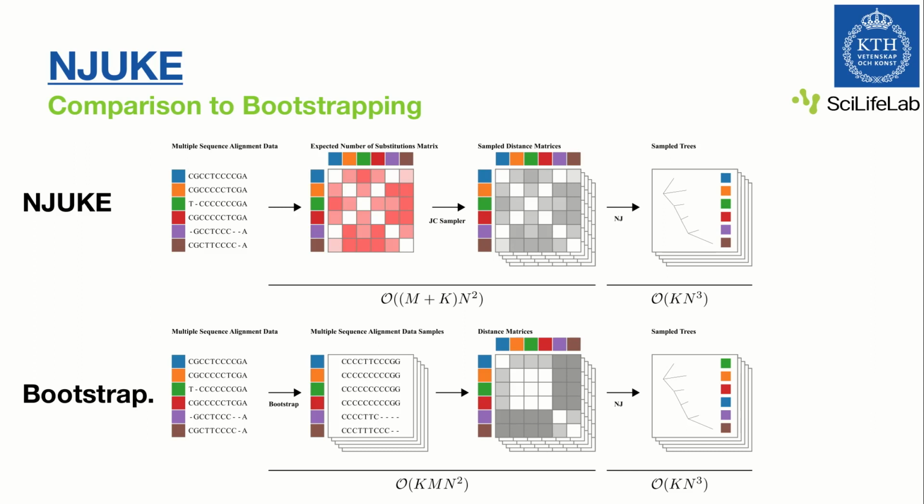To get k different distance matrices, our method takes m n squared time to get the substitution matrix, and then k n squared time to get the k distance matrices. Whereas bootstrapping takes k times m times n squared time. With a larger number of samples and longer sequence length, our method is much faster. The final part is the neighbor joining part, which is exactly the same for both methods. But of course, we can make it even faster by using, for instance, FastNJ.